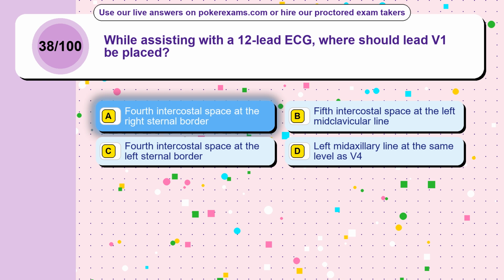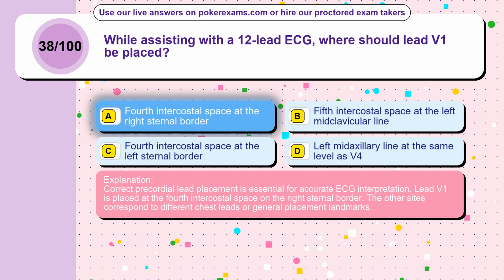4th intercostal space at the right sternal border. Correct precordial lead placement is essential for accurate ECG interpretation. Lead V1 is placed at the 4th intercostal space on the right sternal border. The other sites correspond to different chest leads or general placement landmarks.